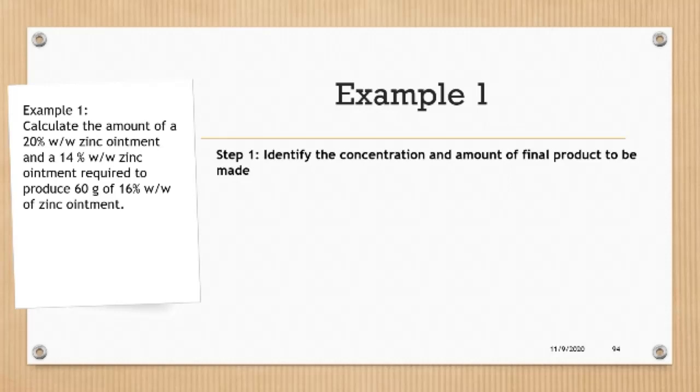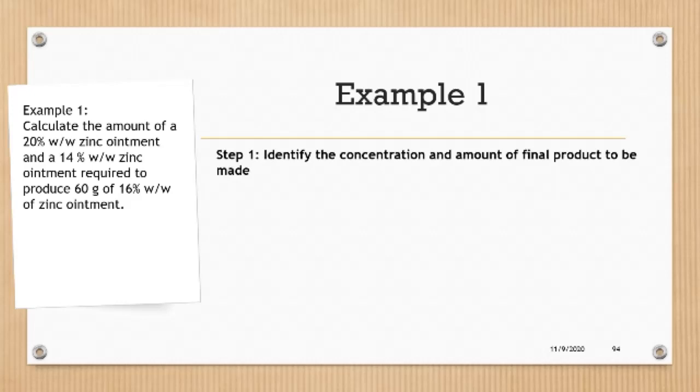The question is essentially saying, I have two mixtures, a 20% zinc oxide ointment and a 14% zinc oxide ointment. I want to mix these two ointments together in order for me to get a 16% concentration of an ointment of an amount of 60 grams. Okay? So you know the concentration of your final product as well as the amount, but you don't know how much of individual components or mixtures to use to get that amount that you require. And it is in these cases that we use allegation alternate.